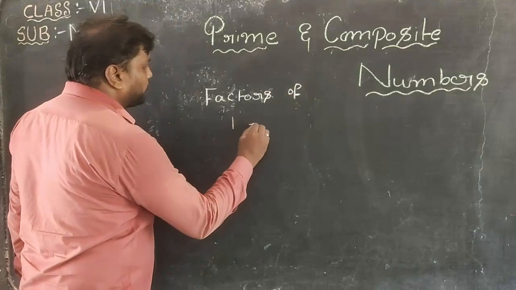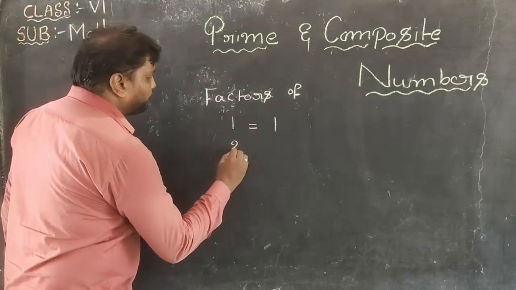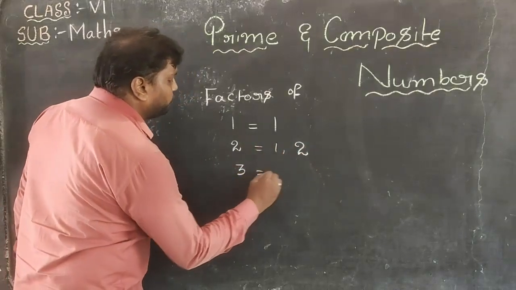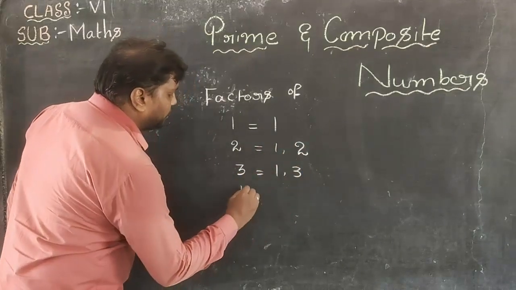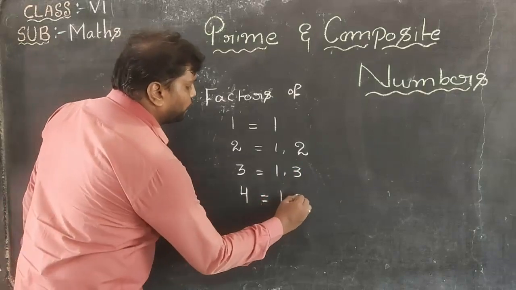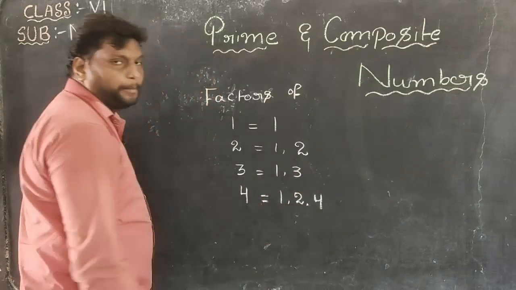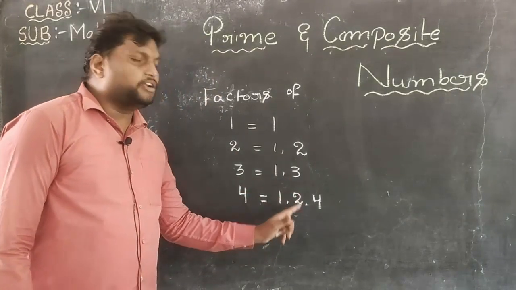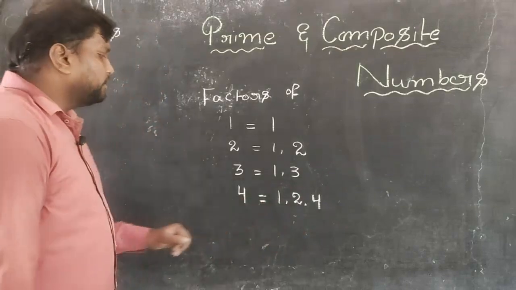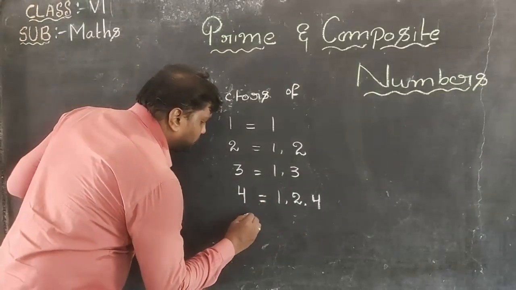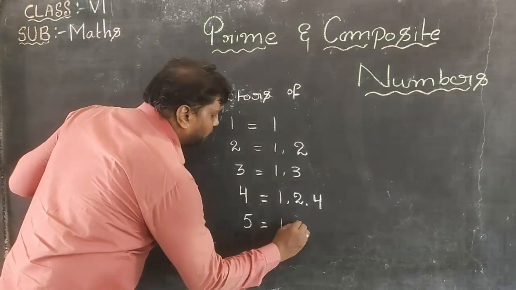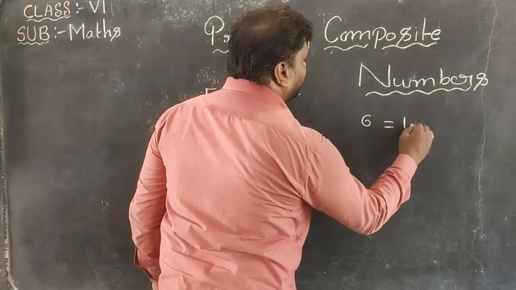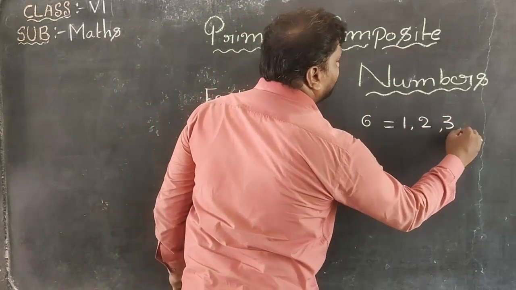Factors of 1 is equal to only 1, and factors of 2 is equal to 1, 2, and factors of 3 is equal to 1, 3. Factors of 4 is equal to 1, 2, 4, which means 4 is divisible by 1, 2 and 4. That's why the factors of 4 are three in number. Then factors of 5 are 1, 5. Next, factors of 6 are 1, 2, 3, 6.